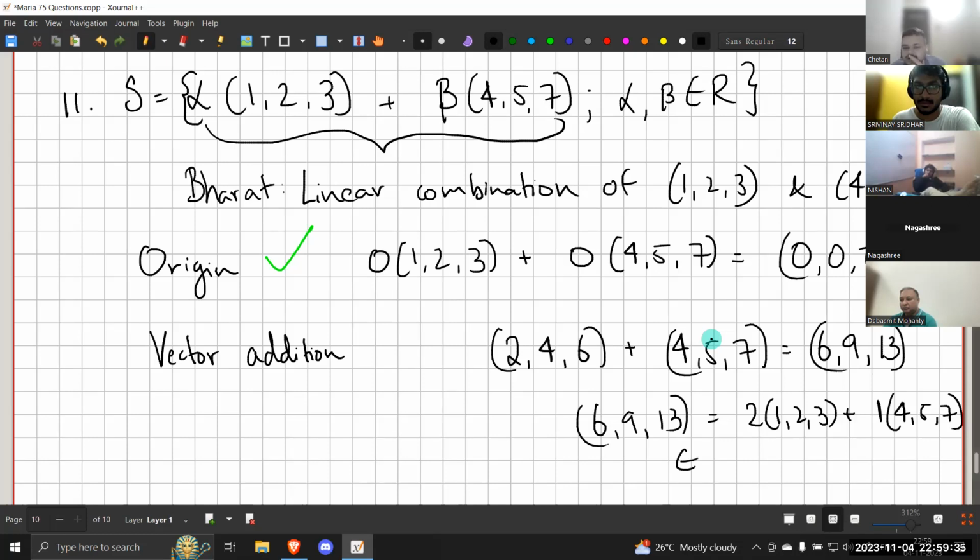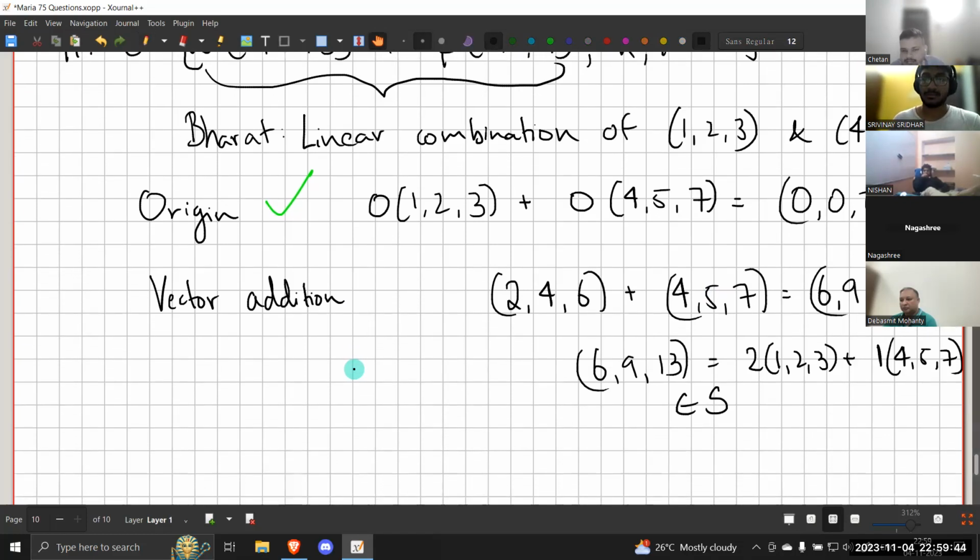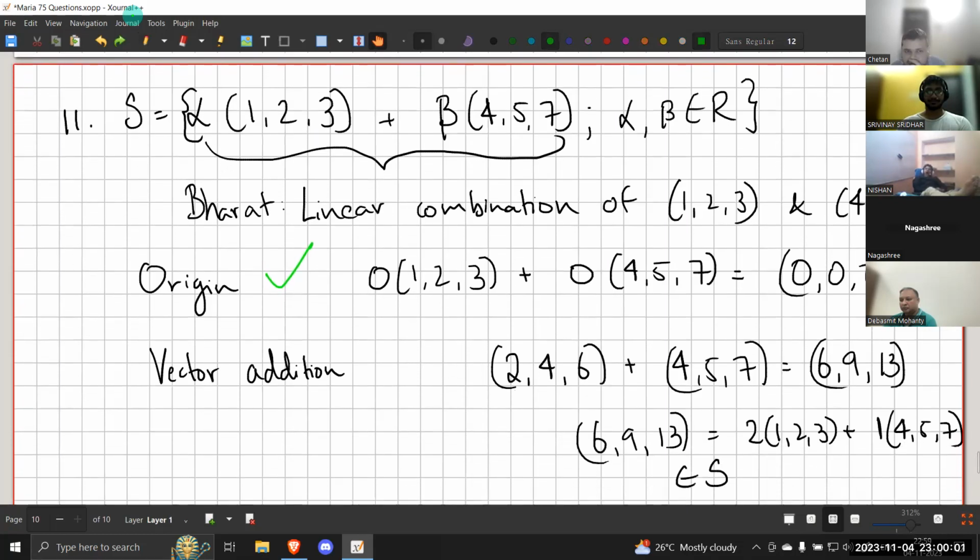Does it lie in the set, guys? We are checking both conditions here, vector addition and scalar multiplication. I want to know whether (6, 9, 13) lies in this subspace subset.